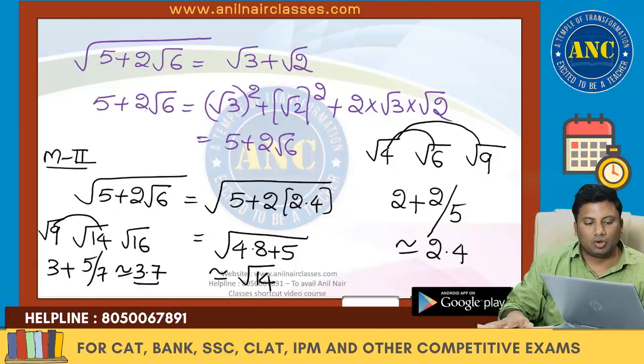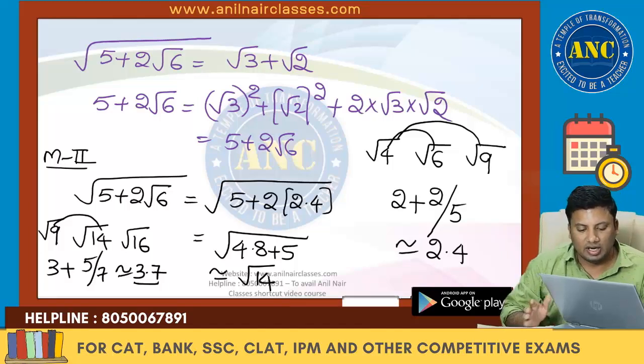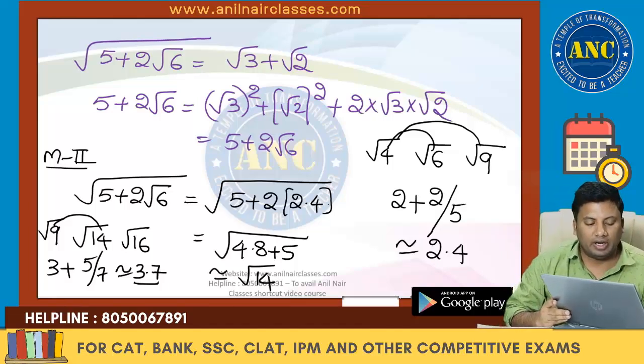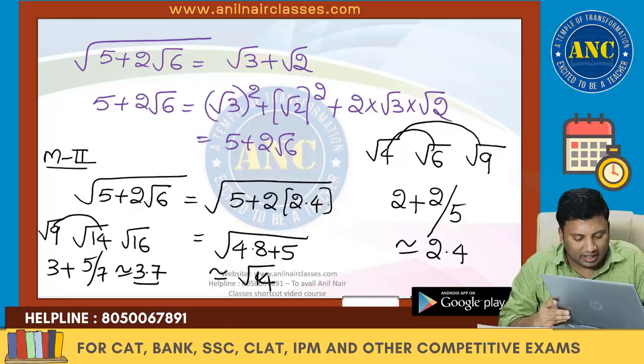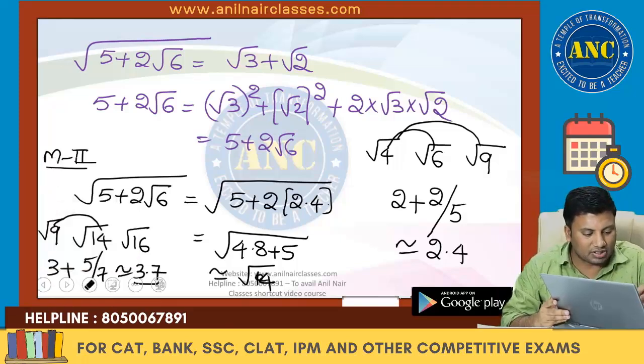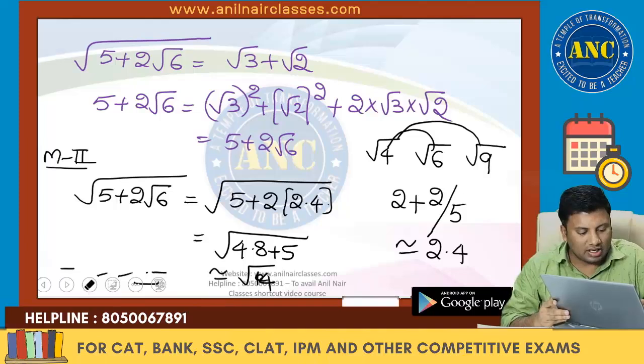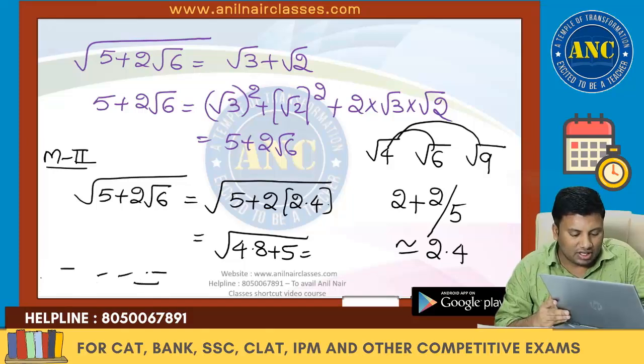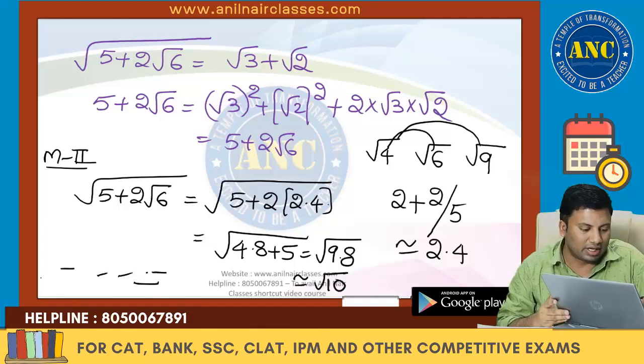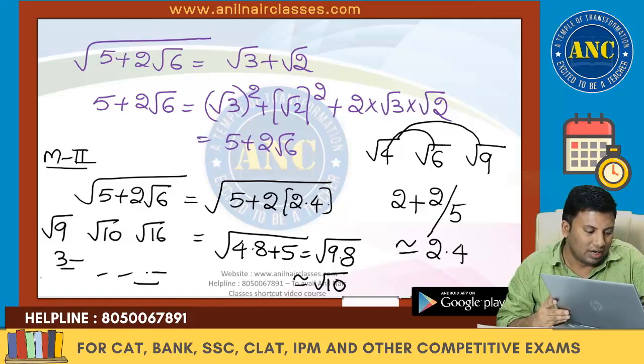5 plus 2 root 6. Root 6 is 2.4 something, so 2 root 6 is 4.8 plus 5. It is 9.8, sir, I made a mistake earlier. So this is root of 9.8, which is nearly root 10. Root 10 lies between root 9 and root 16, so it is 3 plus 1 by 7, so it is nothing but 3.1.